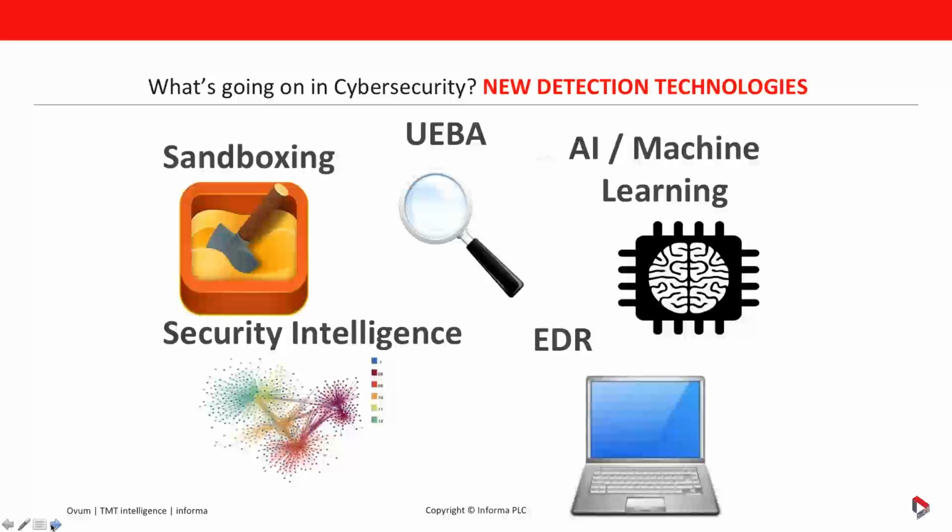UEBA, User Entity Behavior Analytics. I'm sure that's a Gartnerism. But it's about the ability to find and detect security breaches, tracking the behavior of users to see that they conform to expectations and looking for things that look to be clearly wrong. EDR, endpoint detection and incident response.